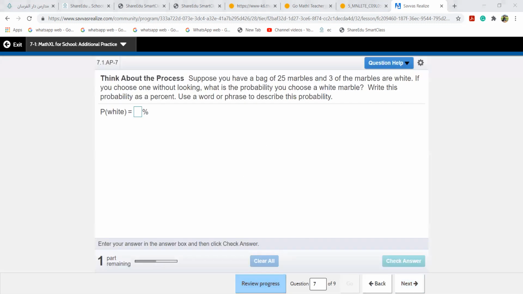Next question. We have 2 to 3 more questions. Judy, do this one. Suppose you have a bag of 25 marbles and 3 of the marbles are white. If you choose one without looking, what is the probability you will get a white marble? How will you do this? What is the probability of a white marble?